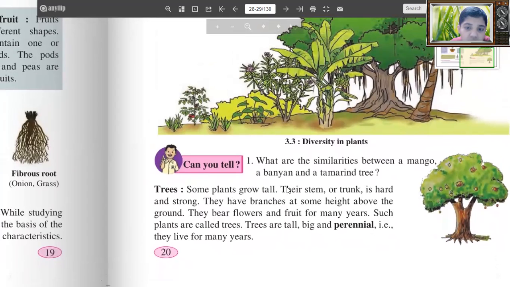Some plants grow tall. Their stem or trunk is hard and strong. They have branches at some height above the ground. They bear flowers and fruits for many years. Such plants are called trees. Trees are tall and big and perennial. They live for many years.